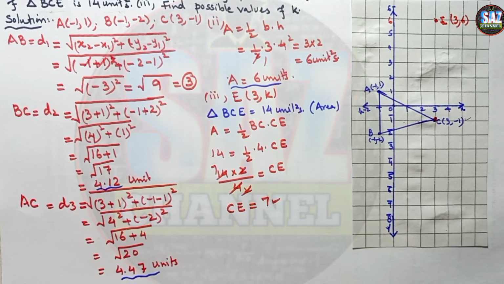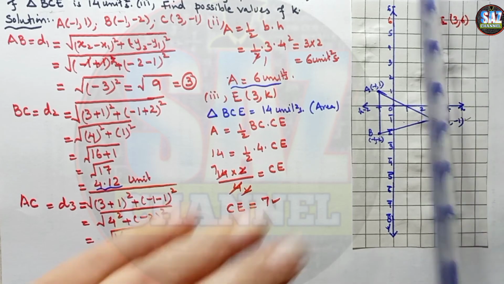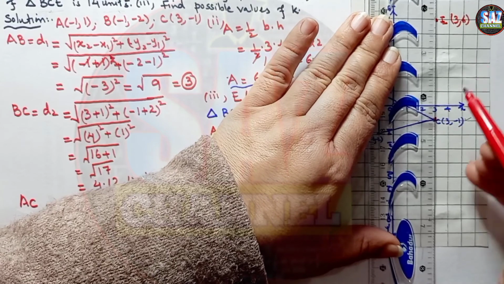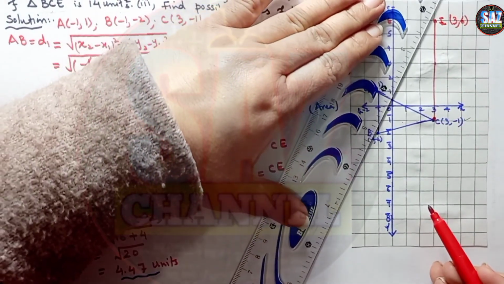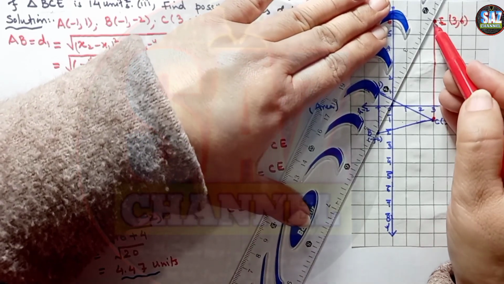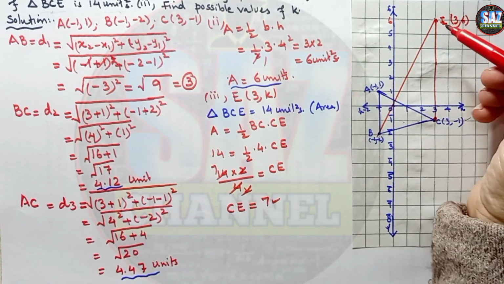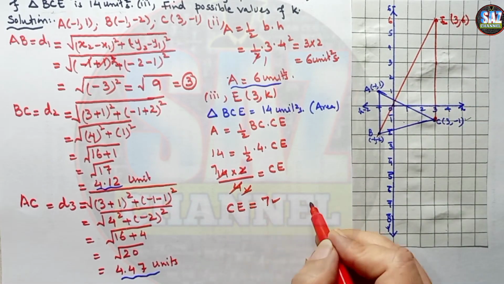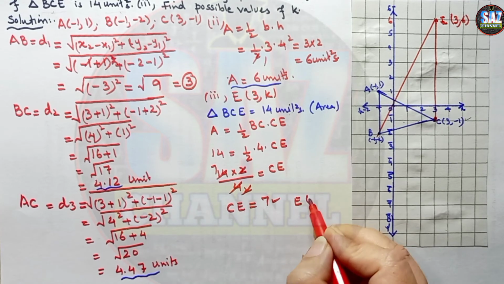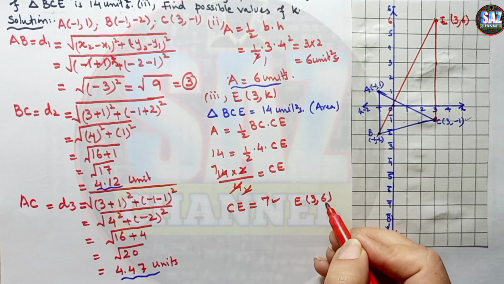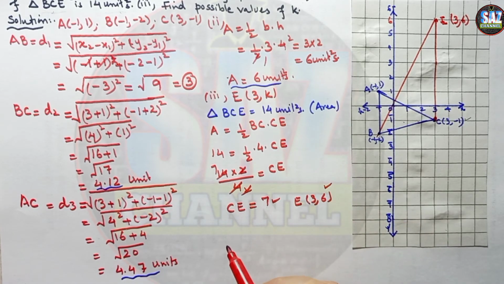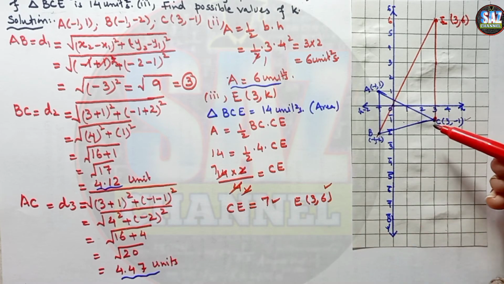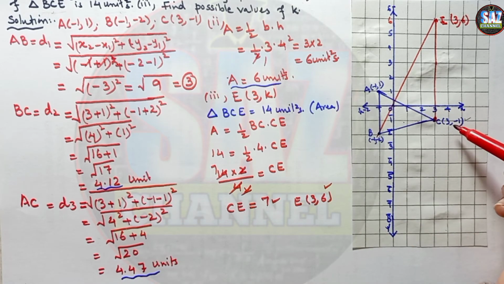Let me make the triangle at this position so that my students can understand the triangle easily. One of the possibilities is this, that triangle BCE can be at this place, and one of the possibilities of vertex E, or the point E, is 3 and 6, and this is one possible value of K.